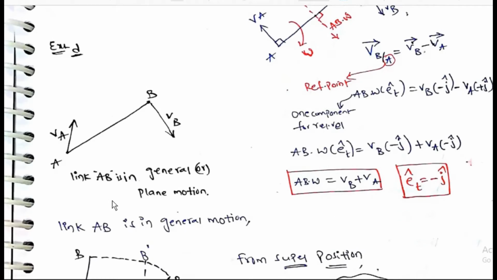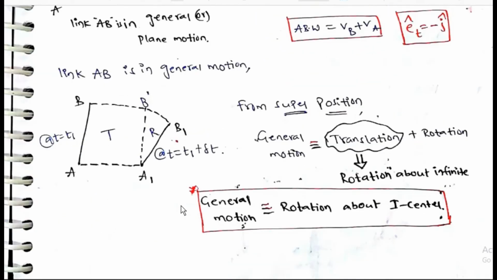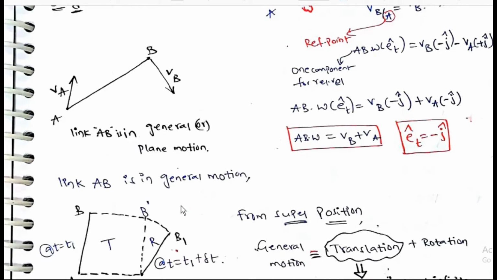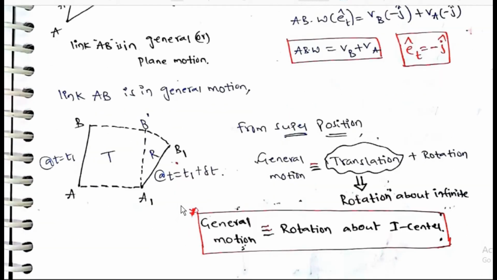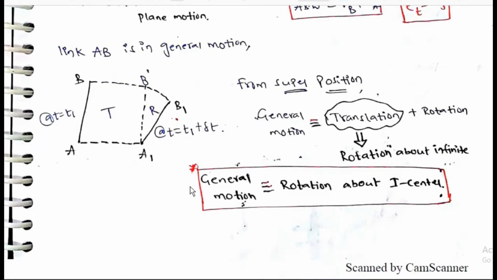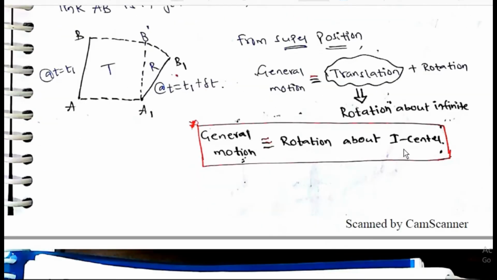Link AB in general or plane motion. Different VA is like this, VB is like this. From superposition, general motion is equivalent to translation plus rotation. Translation is nothing but rotation about infinity. General motion is equivalent to rotation about the I center. AB goes from here to here by translation, then rotation to A1 B1. General motion is equivalent to rotation about the I center.